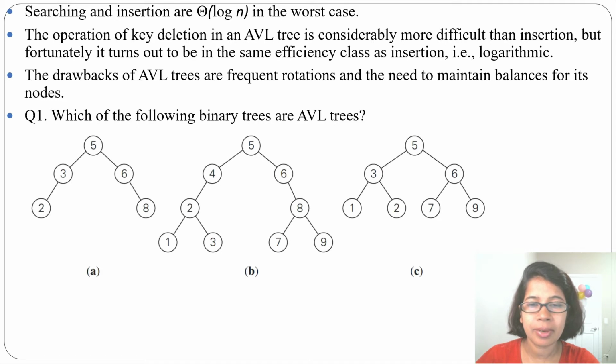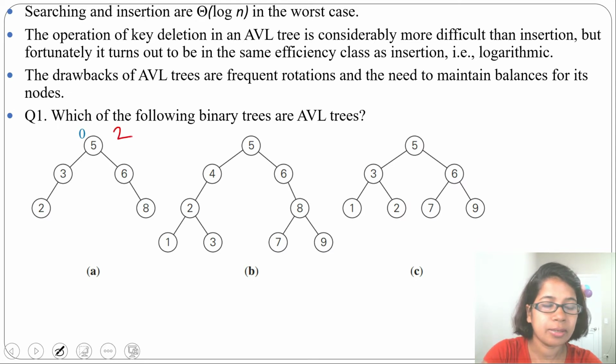Three trees are given. We need to check which one is an AVL tree. Let's check option A. This is a binary search tree. Left child is less than parent, right child is more than parent. Now check the balance factor. For 5, balance factor is 0. Left subtree height is 2, right subtree height is 2, 2 minus 2 is 0.